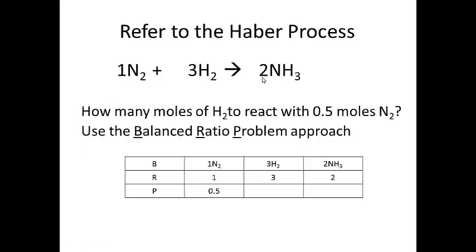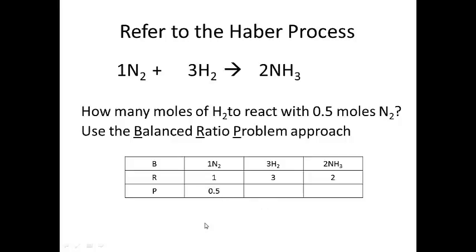So let's say I have a question. I want to know how many moles of hydrogen are needed to react with 0.5 moles of nitrogen. What we can use is the balanced ratio problem approach, BRP. B stands for balanced, R stands for ratio, P stands for problem. So up here we have the balanced equation and our actual ratio, which is kind of like our recipe for ammonia. And now we have in the bottom, in the P section, we have what we have in that problem.